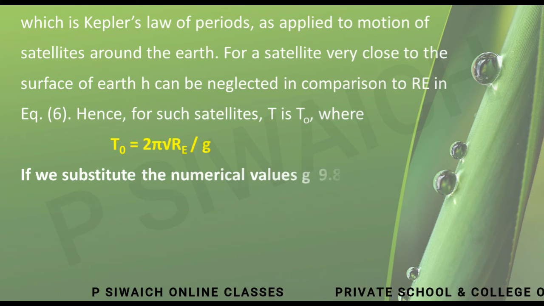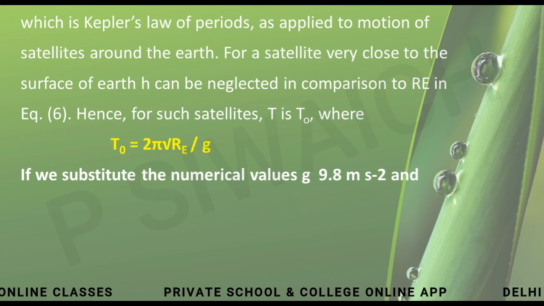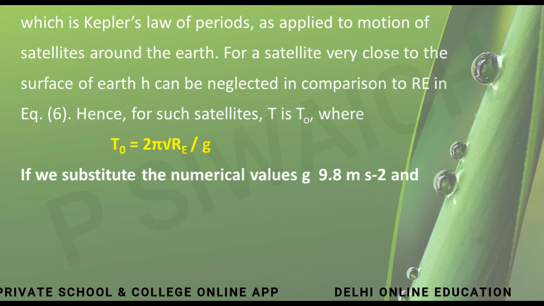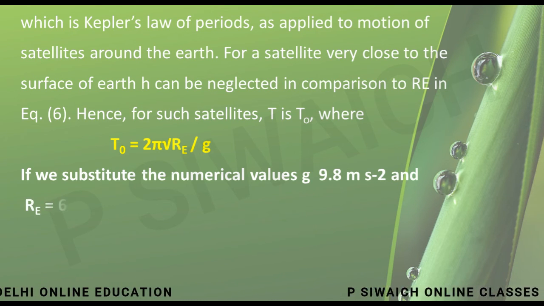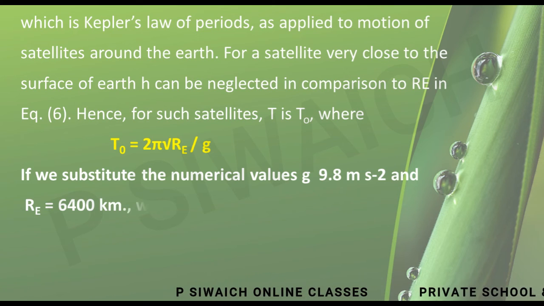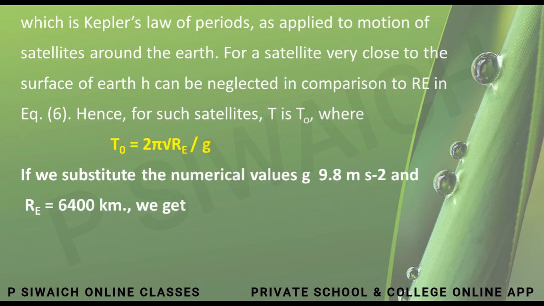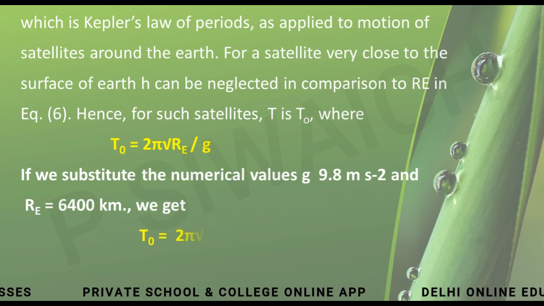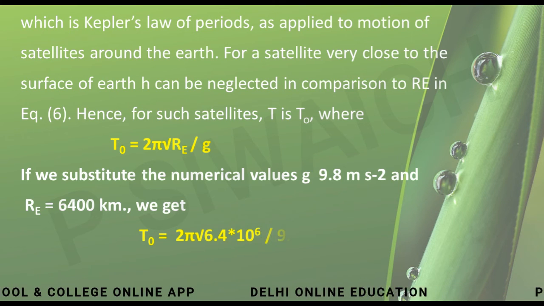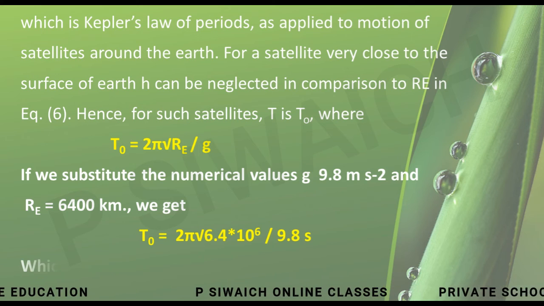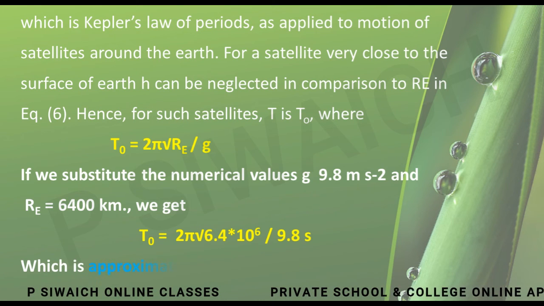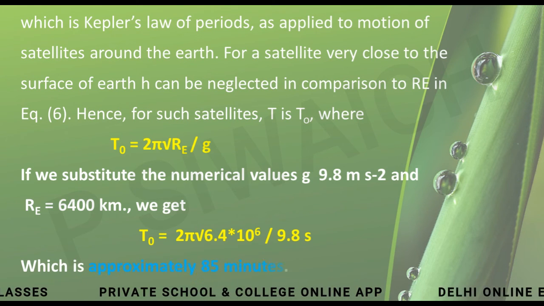If we substitute the numerical values g equals 9.8 meter per second square and Re equals 6,400 kilometers, we get T naught equals 2 pi under root 6.4 into 10 to the power 6 over 9.8 seconds, which is approximately 85 minutes.